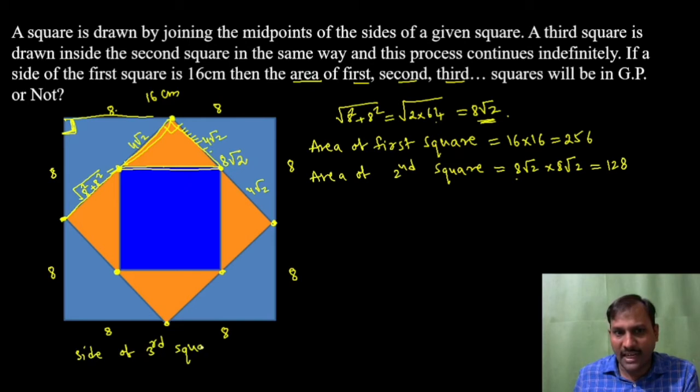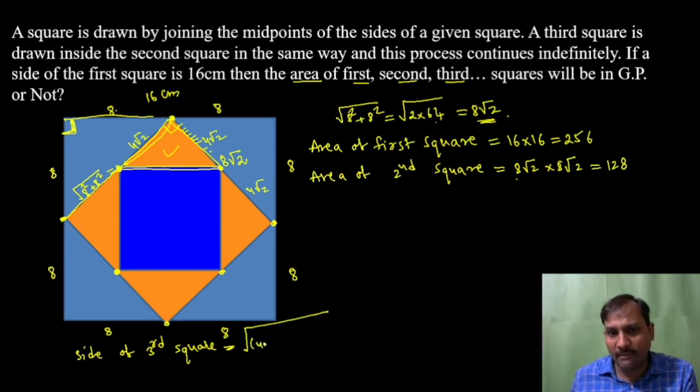So the side of the third square is nothing but the hypotenuse of this triangle, which is equal to the square root of (4 root 2) square plus (4 root 2) square. What is (4 root 2) square? 4 square is 16, root 2 square is 2. 32 plus 32.